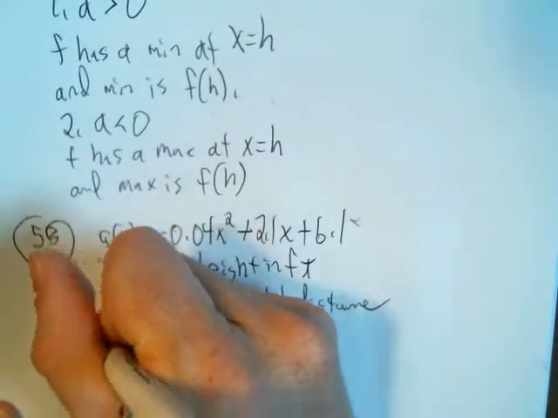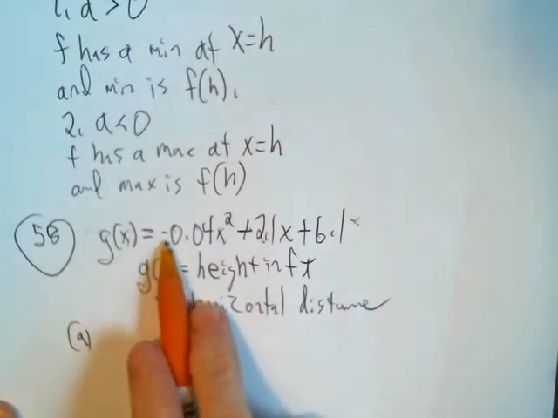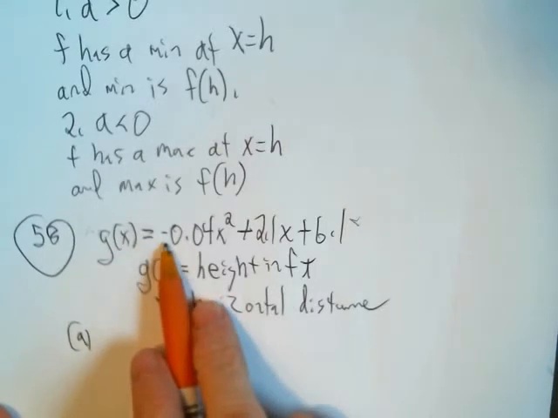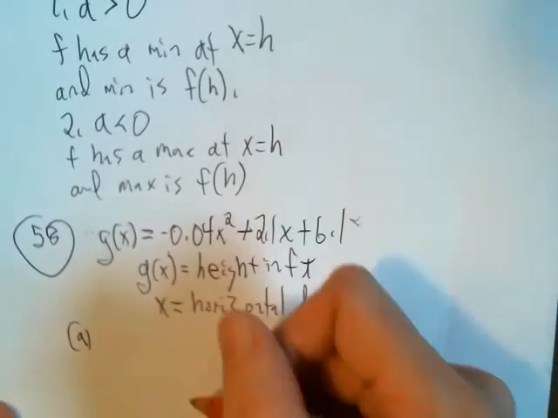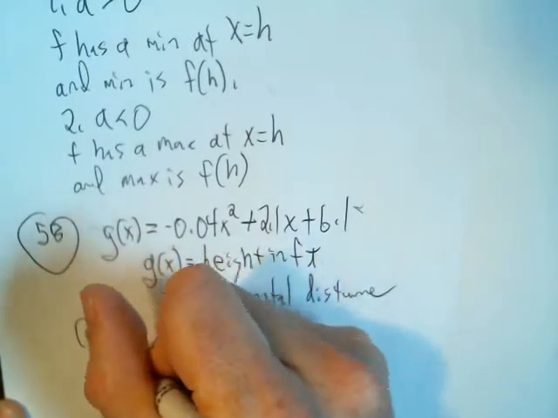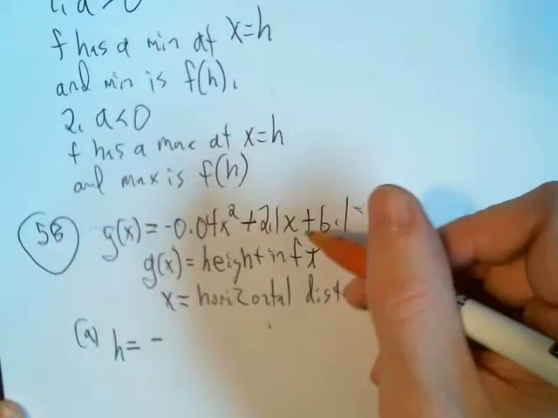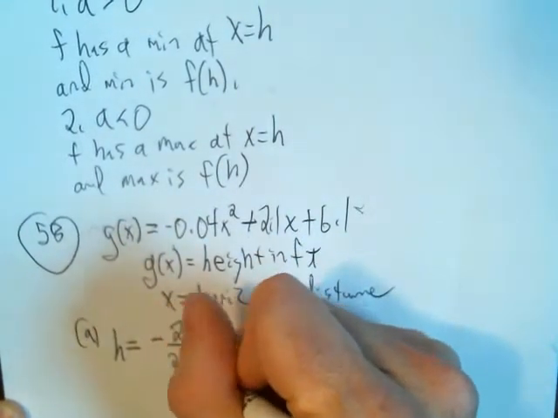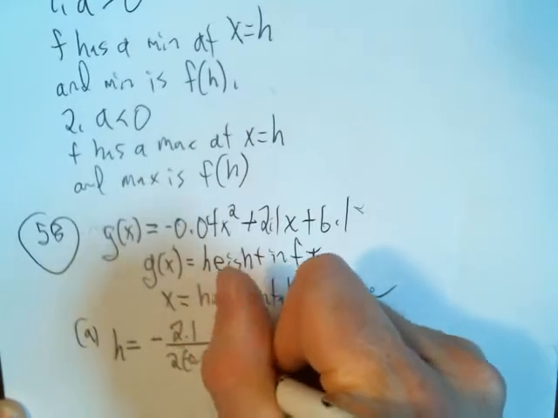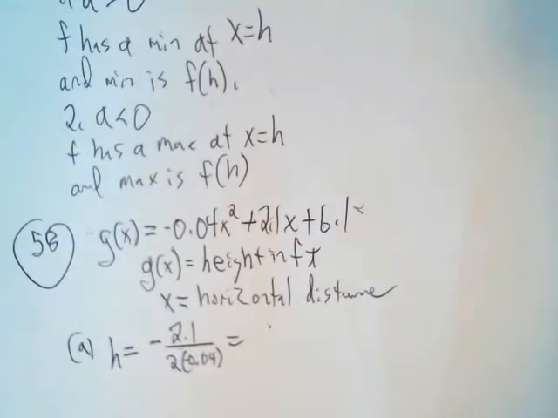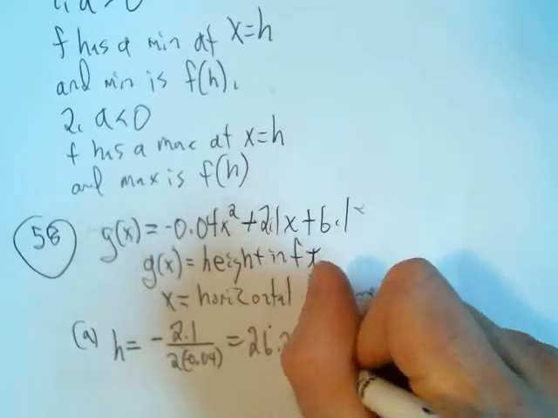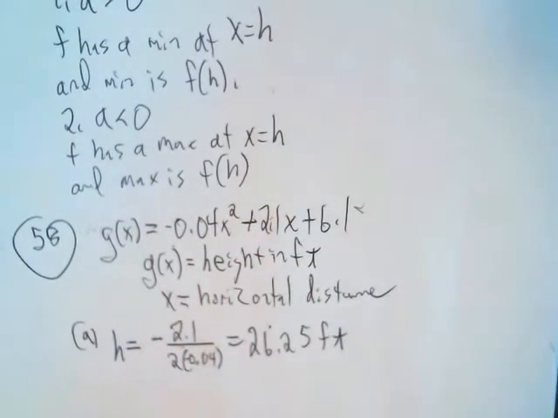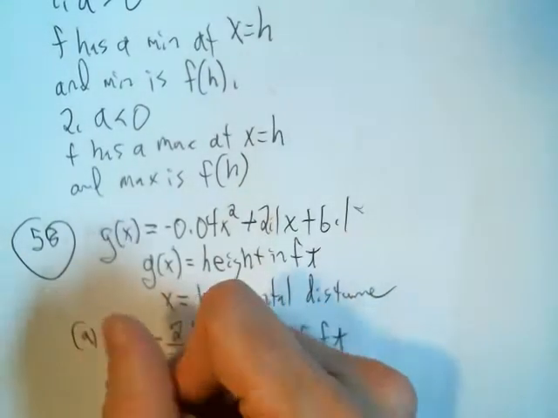So part A, note that this is a negative, so it does mean that we have a maximum. So the location of the maximum will be negative b, which is 2.1, all over 2 times a, so negative 0.04. That value then, which I have written down somewhere, is 26.25 feet, is where the max height will occur in the throw.